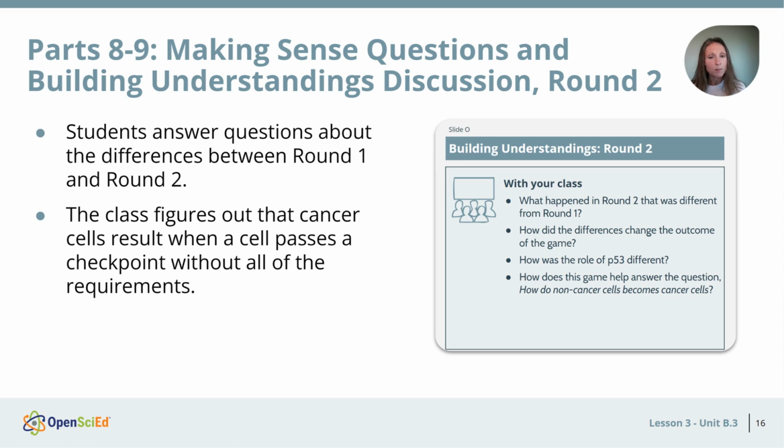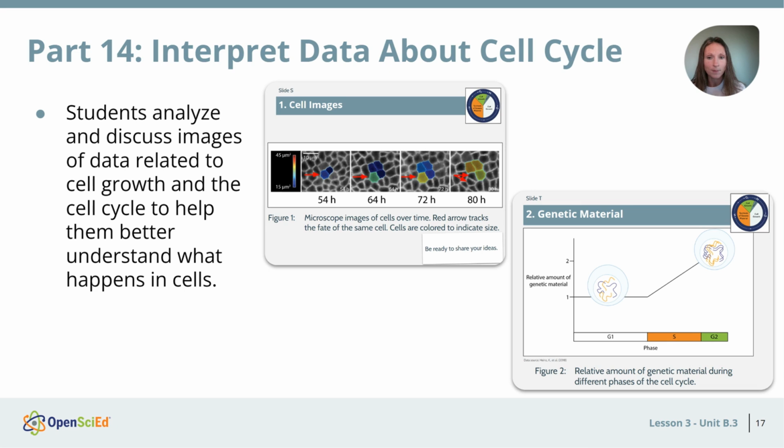Students figure out that when P53 doesn't work properly, a cell can continue through the cell cycle without everything it needs. And when this happens, the cell can divide and form a cancer cell. After making sense of the cell game, we ask students to evaluate the cell game as a model. This helps us navigate to looking at data to answer some of our questions.